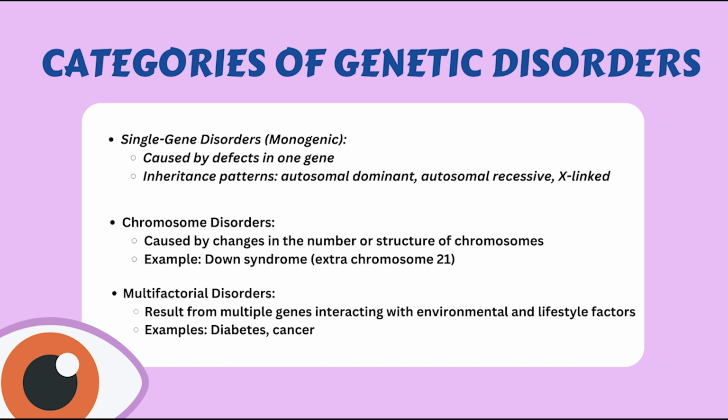Some examples include, for single gene, Huntington's disease, cystic fibrosis, and albinism. For chromosome disorders, we have examples like Down syndrome. And for multifactorial disorders, we have diabetes and some forms of cancer.